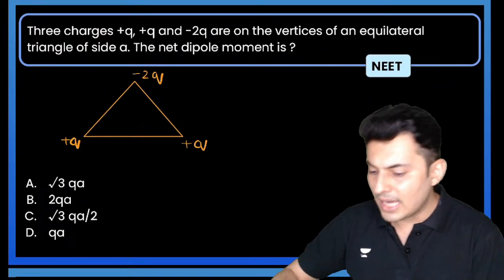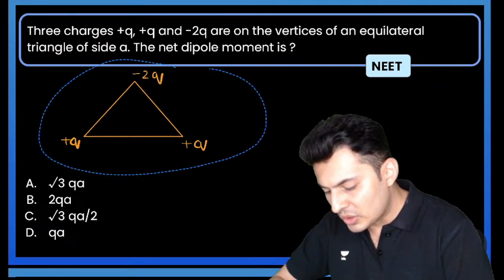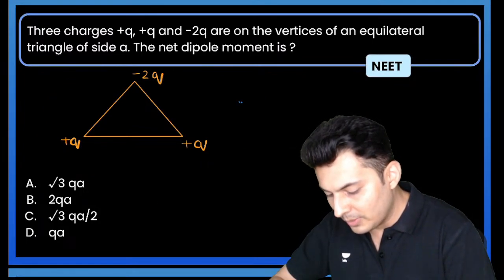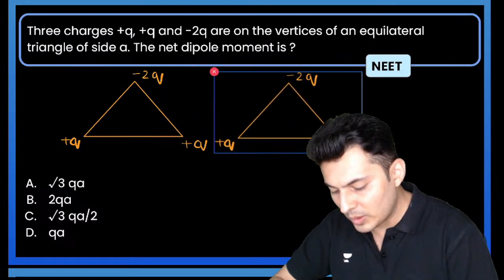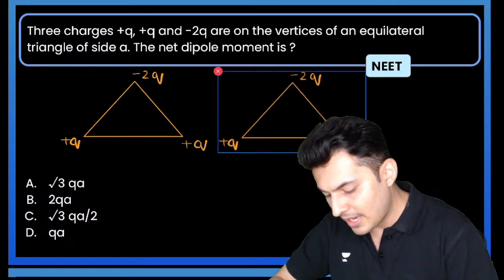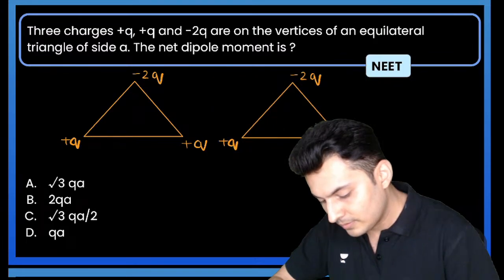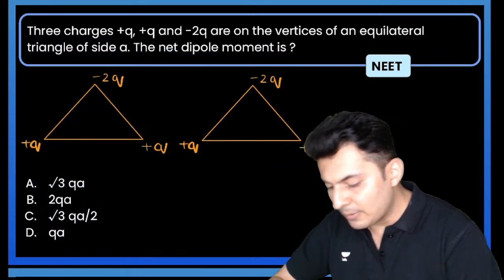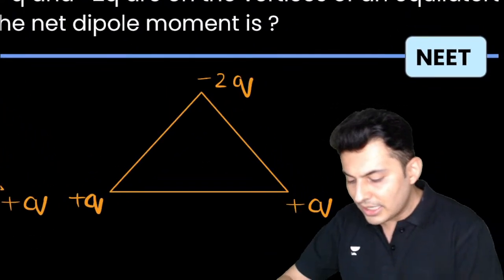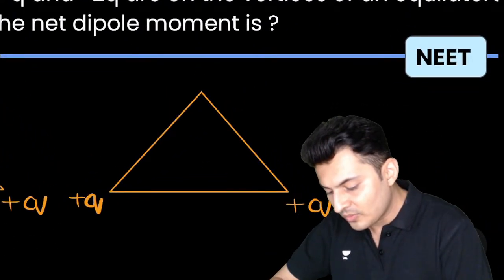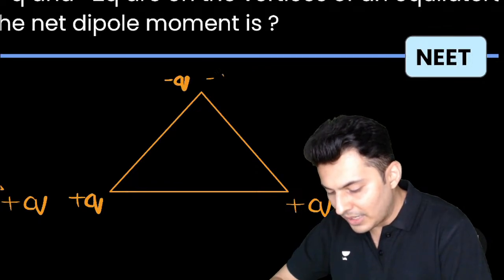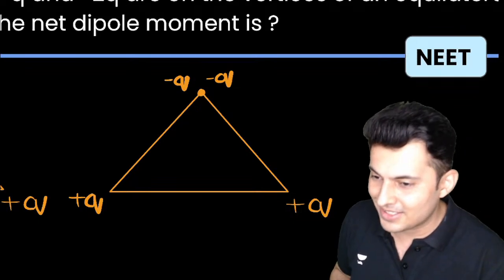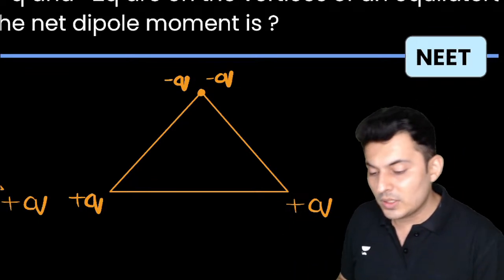I do not see the dipole so quickly. So what I will do, I will just play around with this a little bit and probably then I will see the dipole. How, guys? Observe carefully. Can I split that minus 2q charge into two negative q charges? One minus q over here, one minus q over here at the same place, but splitting it into two negative charges. Now, do you see dipoles?